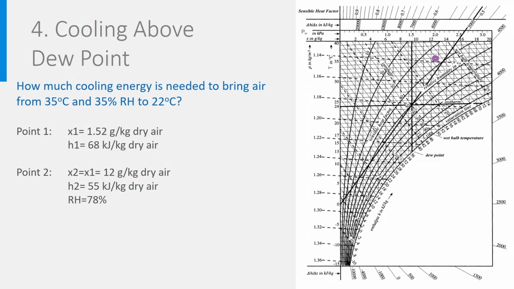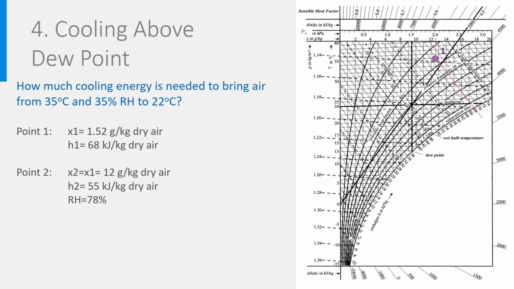Too warm outdoor air must be cooled to a comfortable temperature. Let's take outdoor air at 35 degrees and 35% relative humidity. We can read on the diagram that its absolute humidity X1 is 12.5 gram per kilogram dry air and its enthalpy is 68 kJ per kilogram dry air. We know that cooling takes place along the line of constant absolute humidity because the mass of water vapor in the air cannot just disappear.